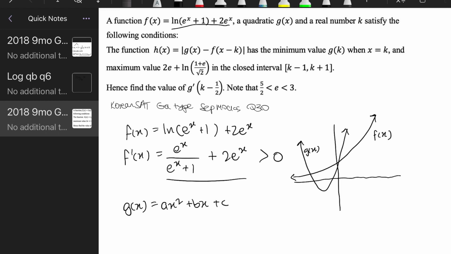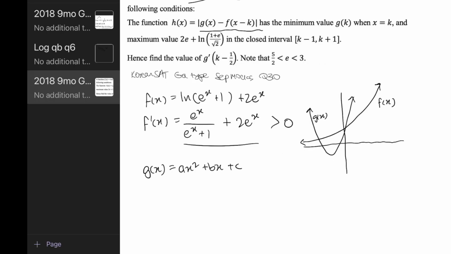Moving on to this absolute value h of x. So h of x is equal to the absolute value of g of x minus f of x minus k. Before we try working with this function, let's think about what h of x actually represents. Inside the absolute value, it's simply the difference between g of x and f of x minus k. But since it's an absolute value, it's not just any difference, but we can interpret it to be the distance.